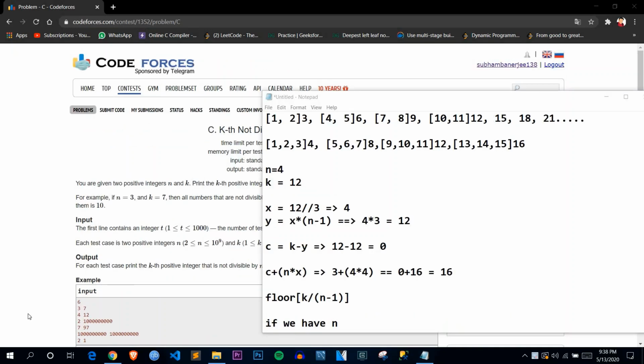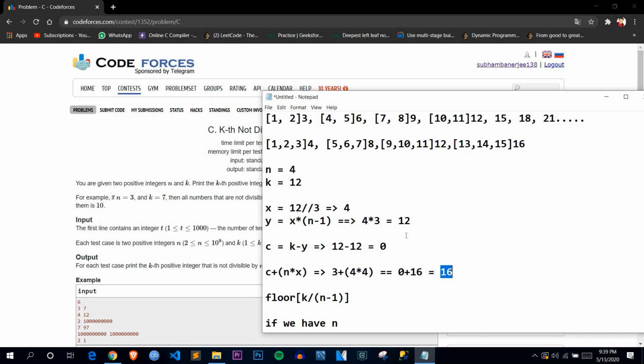Now let's quickly go through the last edge case of this problem. Here k is 12 and n is 4, and we notice one thing. I have similarly written down these things, and we are going through this formula once again for this example. So we are taking the floor value by dividing k by n minus 1. We are getting 4. So 4 into 3 is 12, and we are calculating the c value, which is getting 0. So this is the interesting part. If we use this formula, n into x plus c, we are getting 16 itself, but 16 is divisible by 4. So how can we get the answer from this?